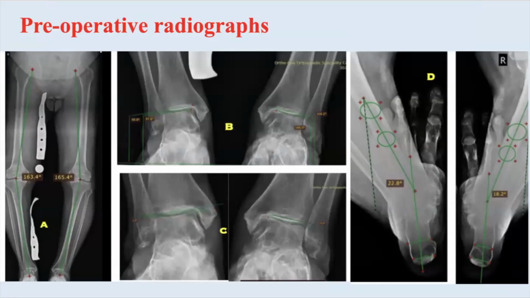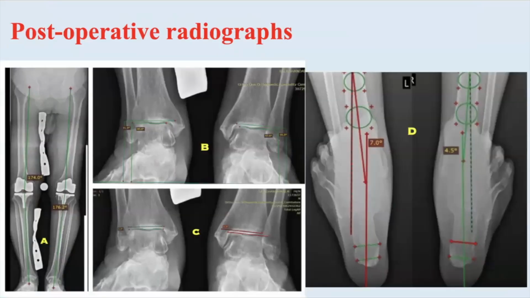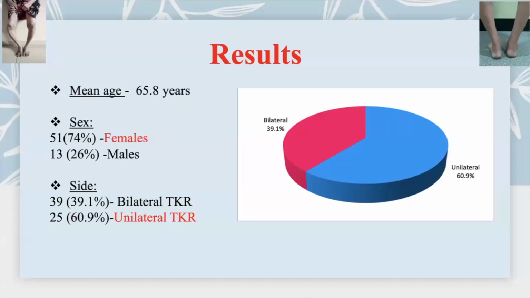And this is the pre-op radiograph, which I already explained: the long leg scanogram and ankle alignment with the three angles, and the third one is the hindfoot alignment angles. Post-operatively, the same long leg scanogram was taken, and again the ankle alignment was measured post-op. And the hindfoot alignment was measured in the post-op follow-up in all our patients.